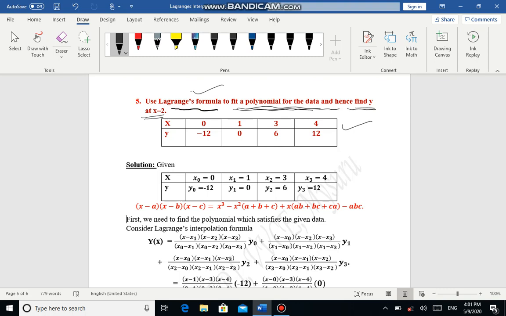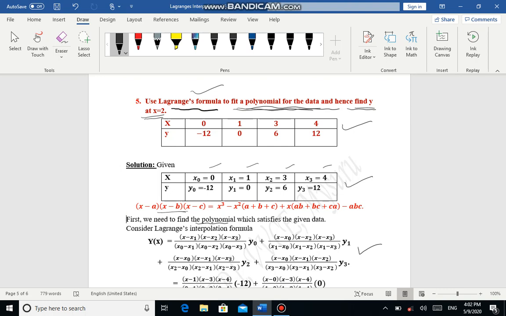As usual, first consider the given data. Mention the values, that is x0, x1, x2, x3, similarly y0, y1, y2, y3, everything. This I consider only for reference, no need to write this again and again. After considering the given data, as I told you already, first we need to find a polynomial. For that, first consider the Lagrange's interpolation formula.